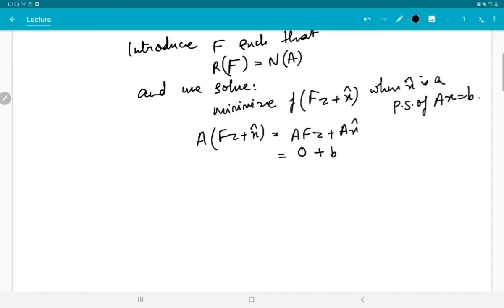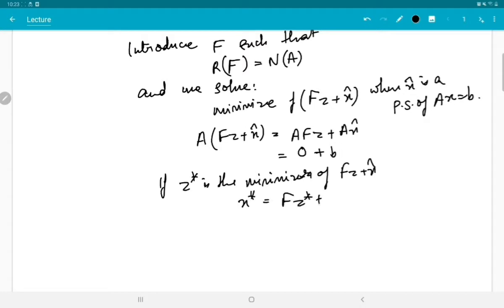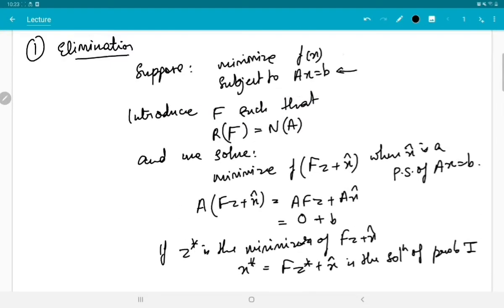So let me write it down. If z star is the minimizer of f(Fz + x hat), then x star = F z star + x hat is the solution of problem 1. This is problem 1.